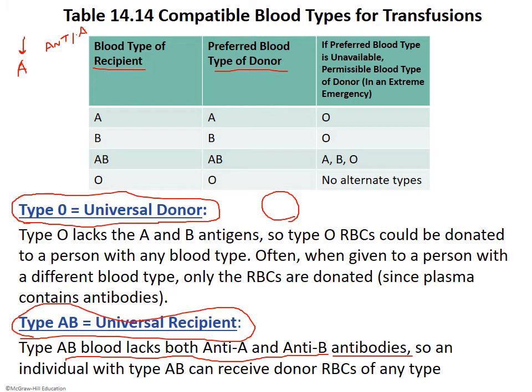If I look at the last one, type O, O has neither one of the antigens, so it has both antibodies. Type O can only receive blood from other O's. And so that's the way it works. Hopefully you get that. Again, this is just a recap of the lab stuff. I went into it probably a little bit more in depth in lab. So let's continue on.